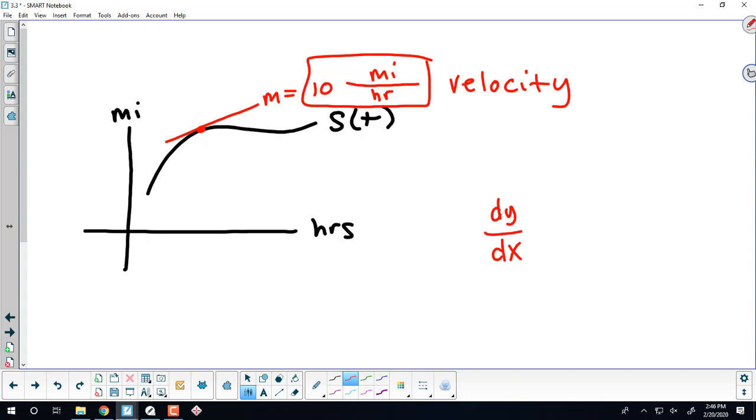If you take the derivative of position, you get velocity. If you then take the derivative of velocity, you get acceleration. If you take the derivative of that again, you get something else. It's called jerk. If you take the derivative of jerk, you get snap, right? So there are physical interpretations of higher order derivatives.